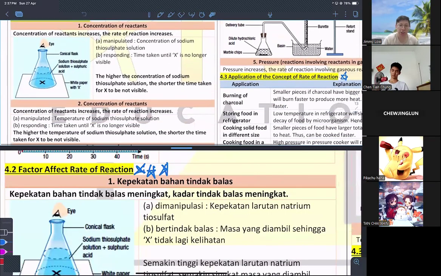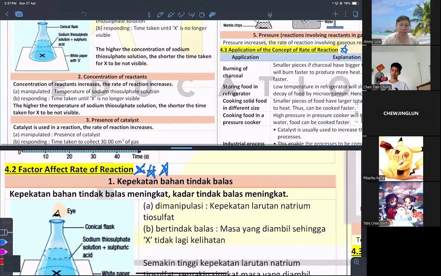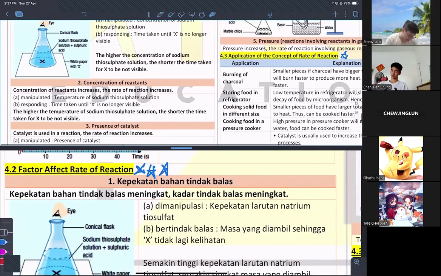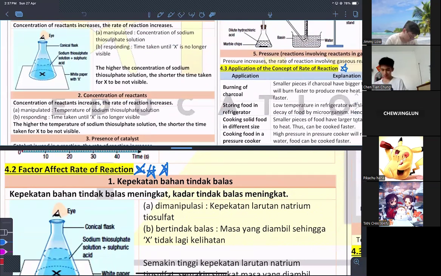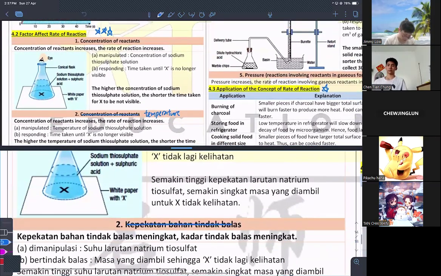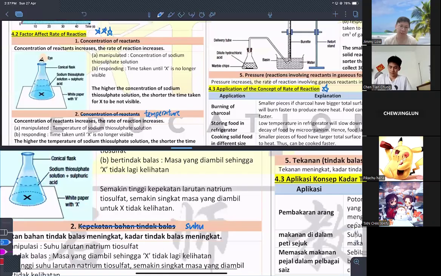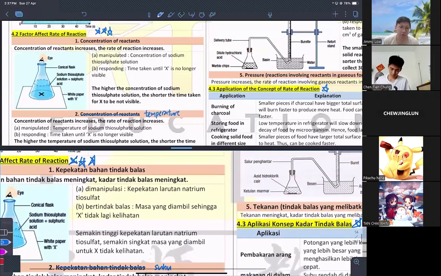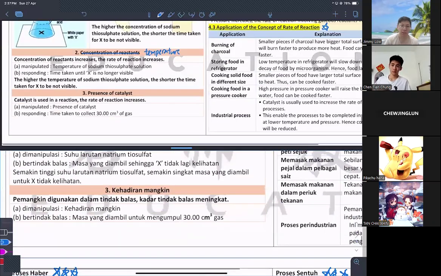The concentration, the presence... Actually, I think the second point has a typo. The second point has to be temperature, because the first point we are talking about is concentration, and it is impossible for the second point to be the same thing. This one should be suhu. Just a typo here, just change it. So concentration, temperature, the catalyst.